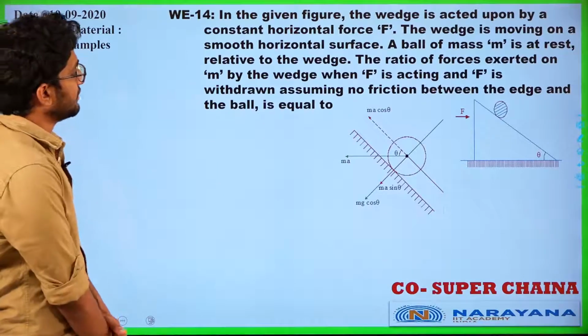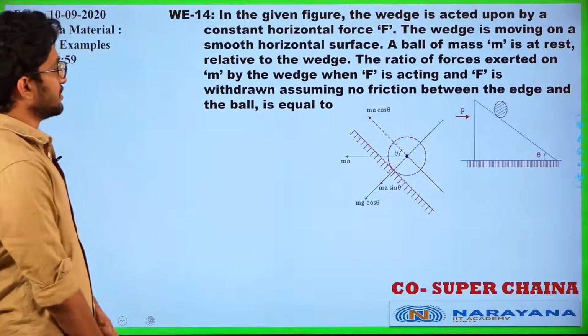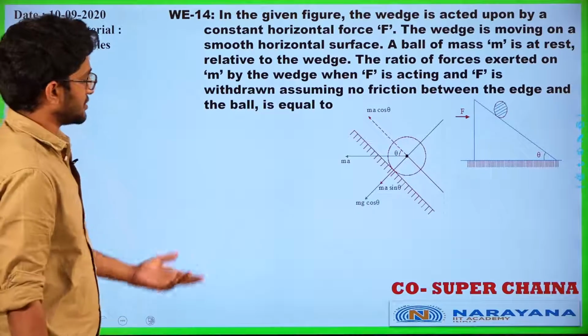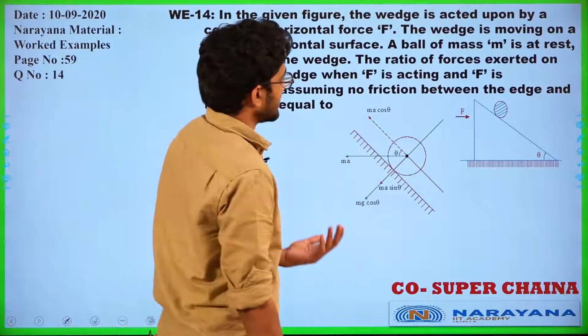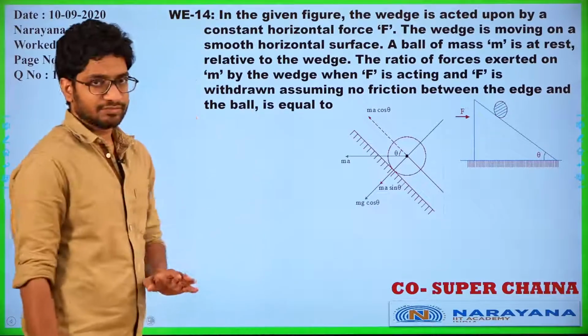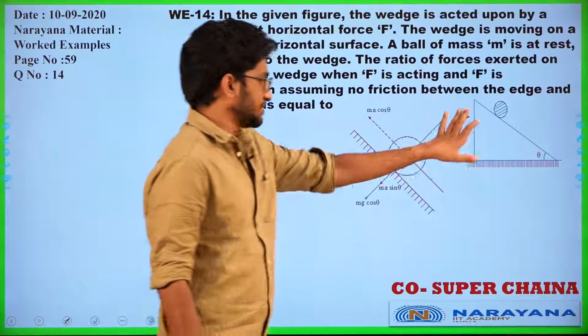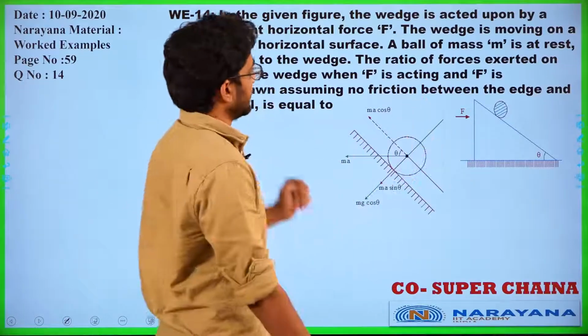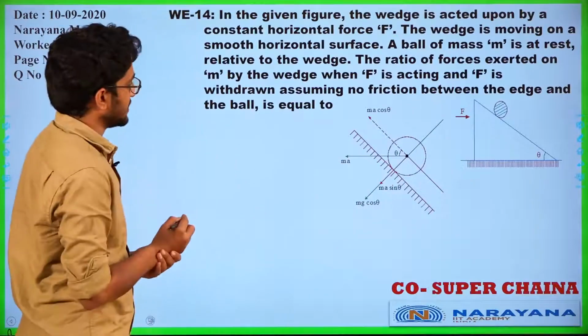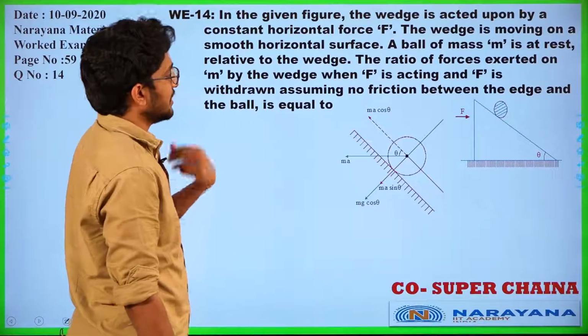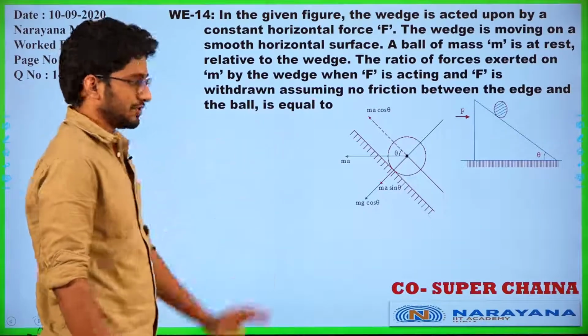So in the given figure, the wedge is acted upon by a constant horizontal force F. The wedge is moving on a smooth horizontal surface. A ball of mass M is at rest relative to the wedge. And now there are two cases. The ratio of forces exerted on M by the wedge when F is acting and when F is withdrawn.